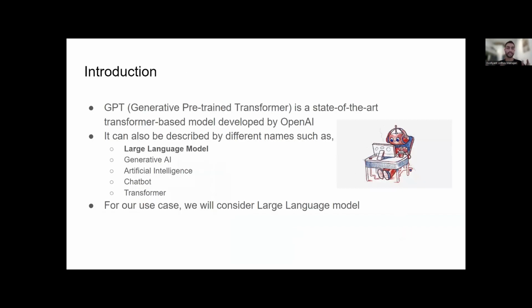So let's look at some basic stuff. Generative pre-trained transformers is a state-of-the-art transformer-based model developed by OpenAI. These here are some descriptors for what people call GPT. It's called language model, generative AI, artificial intelligence, chatbot, transformer. For our use case, we will consider large language model or a language model.